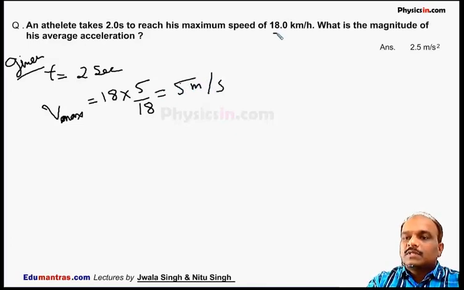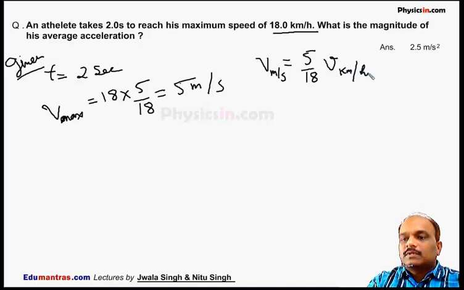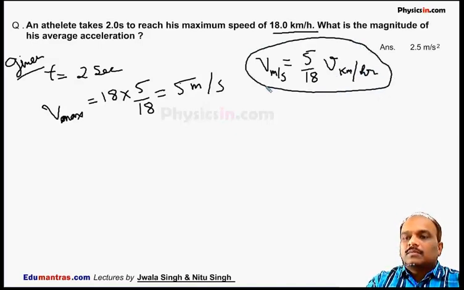Now whenever the speed is given in kilometer per hour, we have to convert it into meter per second. For this conversion, speed in meter per second is equal to 5 by 18 into speed in kilometer per hour. This is the conversion we usually follow. So the maximum speed acquired by the athlete is 5 meter per second in 2 seconds.